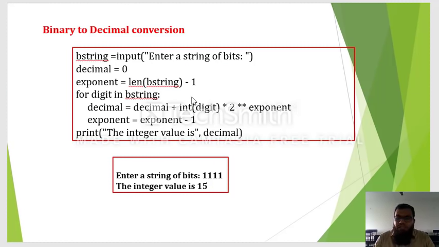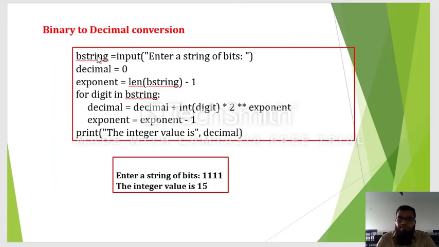Without using these functions, how can I perform this conversion? I don't want to use the oct function, bin function and hex function. Then how can I perform these conversions? We'll just try to learn about binary to decimal and decimal to binary. Then the remaining process will be the same.